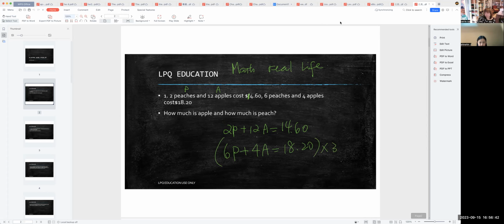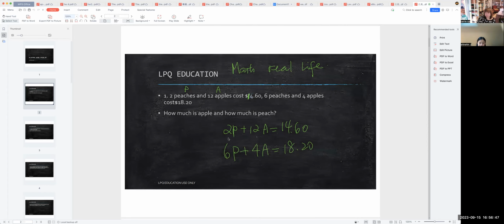Yeah. Get it? So that's the same thing. So it's how we use it. So if I times this by 3, it'd be 6P plus 36A equals 43.8. Correct? So we subtract, 32A equals 25.60. Okay, so A equals 25.60 divided by 32, which equals 0.8. So each apple costs 0.8.